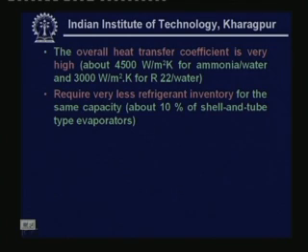And this type of evaporator requires very little refrigerant inventory for the same capacity. That means the total amount of refrigerant to be charged into the system is much less when you are using a plate type evaporator. For example, it will be about 10% of shell and tube type evaporators for the same capacity. This is an advantage because it reduces the cost, and if you are using some toxic refrigerant, it is also safer to have less refrigerant.